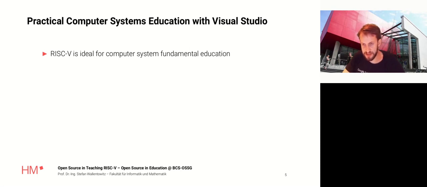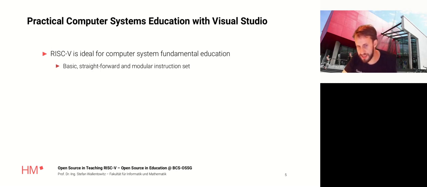The one is for the very basic course for freshmen in the bachelor's degree, where they're learning about computer system fundamentals. And in my opinion, it's ideal for this to use RISC-V because it's a very basic, straightforward, and modular instruction set. It's pretty simple for students to understand what the 40-ish instructions are that you have to learn, how to apply them to a problem, and how you can get from there to more complex programs using the modular instruction set extensions. So from my point of view, it's ideal to teach it.